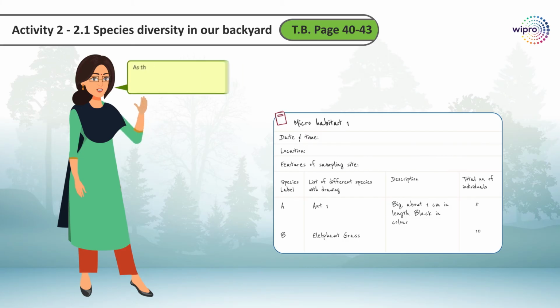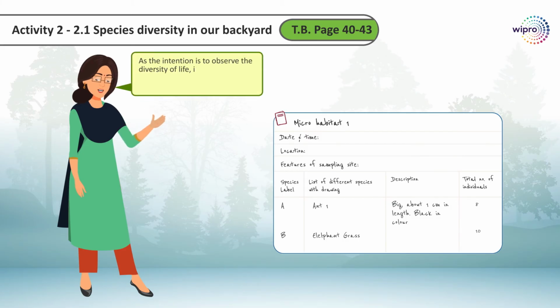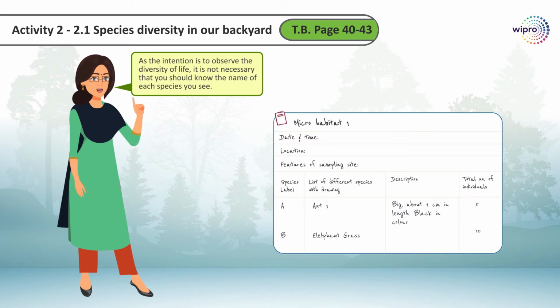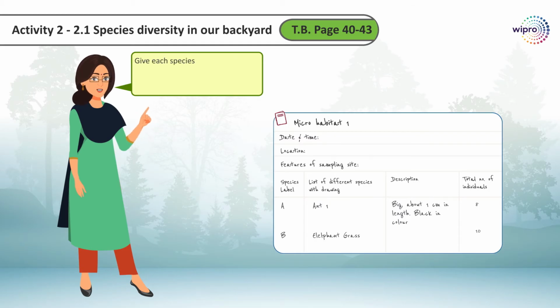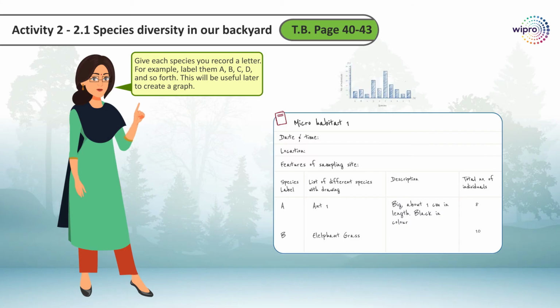Remember that, as the intention is to observe the diversity of life, it is not necessary that you should know the name of each species you see. You could record different species as insect 1, insect 2, or grass 1, grass 2, etc., along with a short description and drawing. Give each species you record a letter. For example, label them A, B, C, D, and so forth. This will be useful later to create a graph.